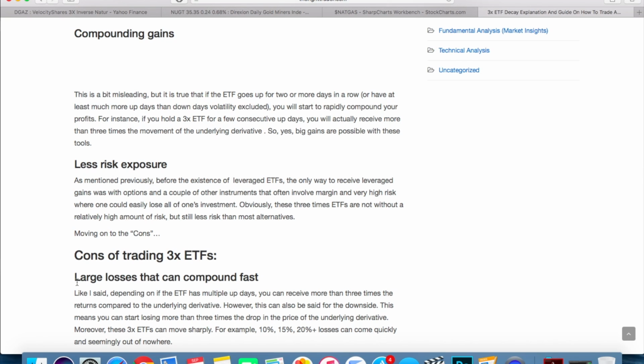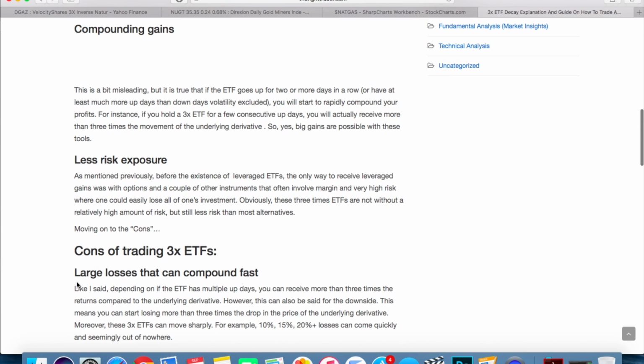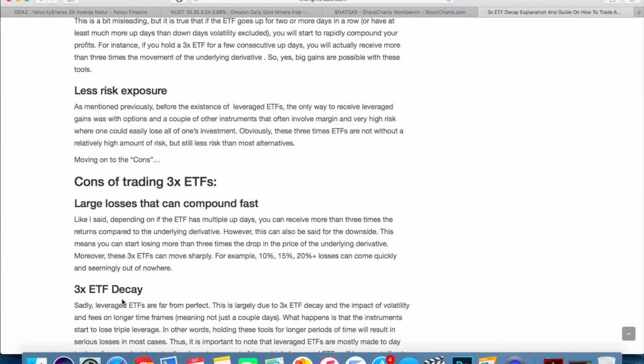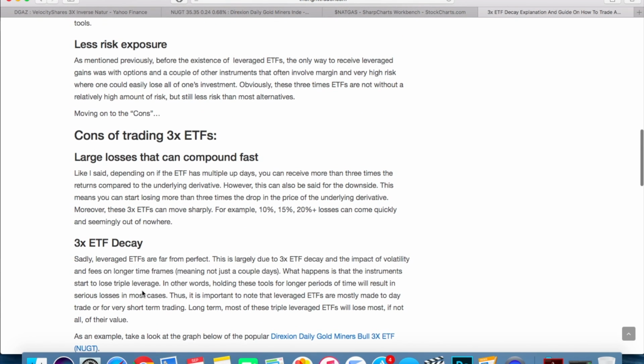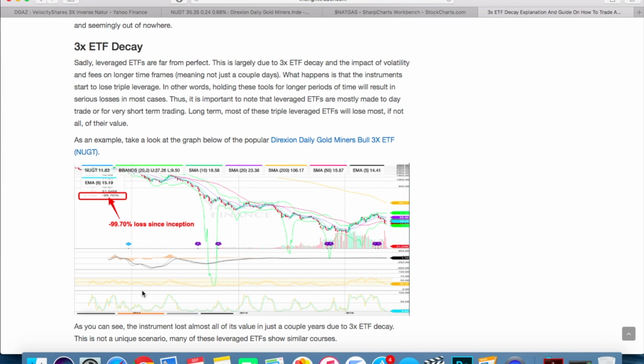So if the stock keeps going down for multiple days in a row with volatility, you're going to take a hit, okay? Because what I'm going to mention now is also a pretty big downside of these 3 times ETFs. Probably the biggest downside is decay, okay? You've probably heard about 3 times ETF time decay. And what this means is that over time, you probably won't see much of this if you're just holding the ETF for a couple days, but if you're holding it for multiple days, multiple weeks, and especially multiple months, you're going to start to take a massive hit because of decay.